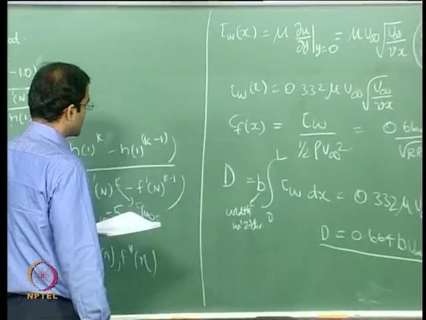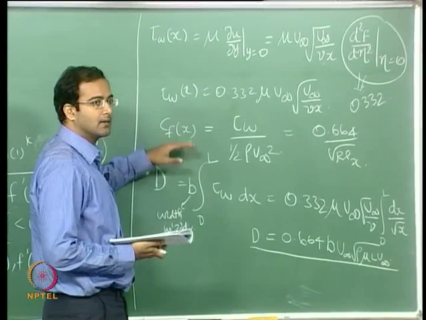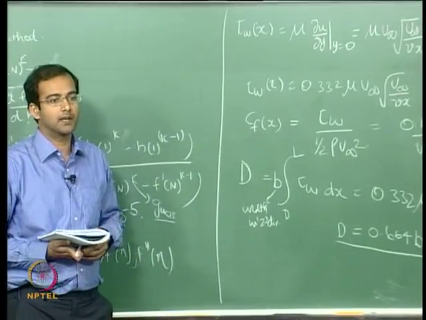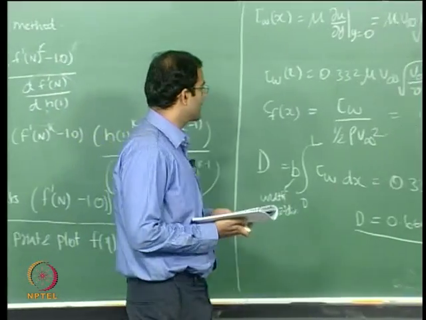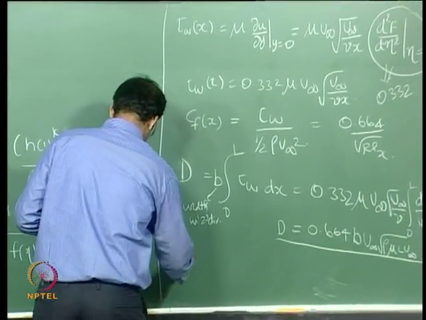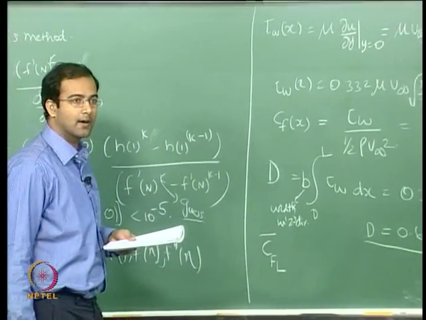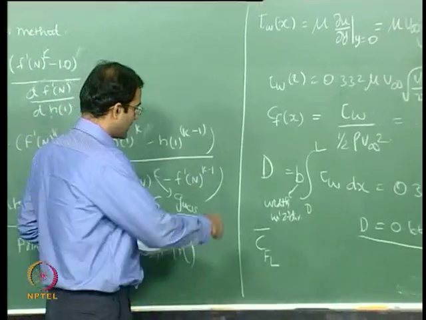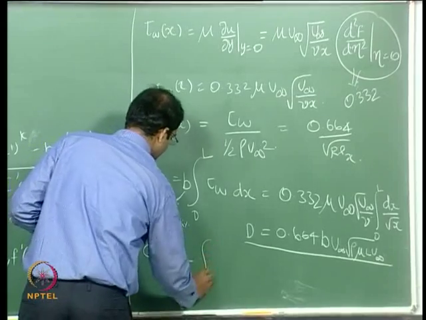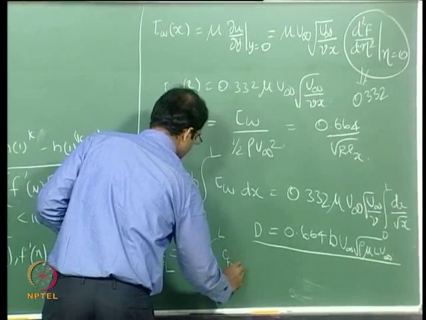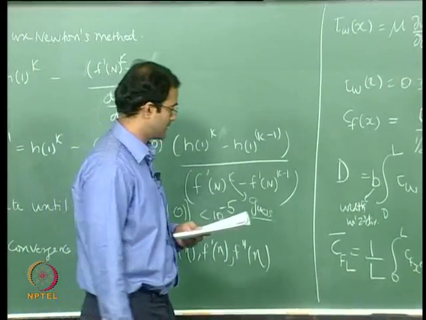Rather than looking at the local variation of the skin friction coefficient, I can calculate an average over the entire plate. Sometimes people report in terms of the average skin friction coefficient. So I would like to average it over the entire plate. I will call this C F bar based on x equal to L, where the over bar indicates average. So how do I average? I say 1 by L integral 0 to L C F x dx. This is how I average the skin friction coefficient over the entire plate.